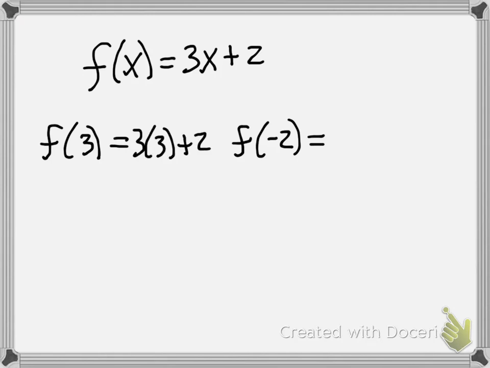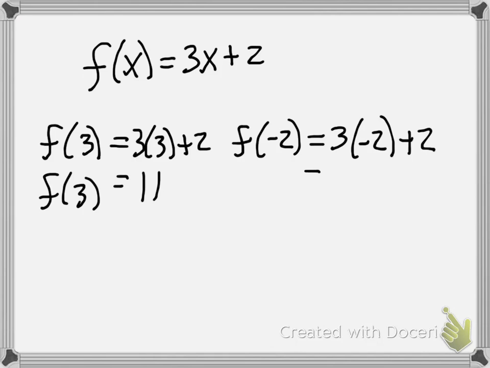And again, all we're doing is plugging in 3 in for x. Well, if we solve, 3 times 3 is 9, 9 plus 2 is 11. So that means f of 3 is equal to 11. Alright, for our second one, it's f of negative 2. Again, all we're going to do is plug in negative 2 in place of x. So it becomes 3 times negative 2 plus 2.